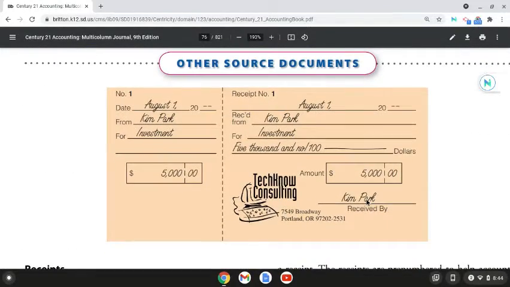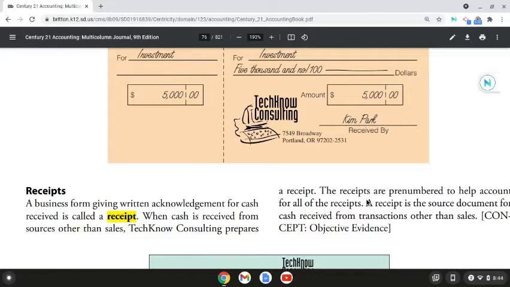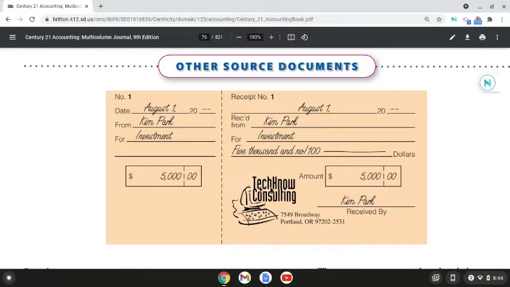Okay, next we'll be talking about other source documents. A receipt is a business form giving written acknowledgement for cash received. It shows us the number, the date, who it's received from, what it's for, and the amount in number form. As you can see here, this is receipt number 1.